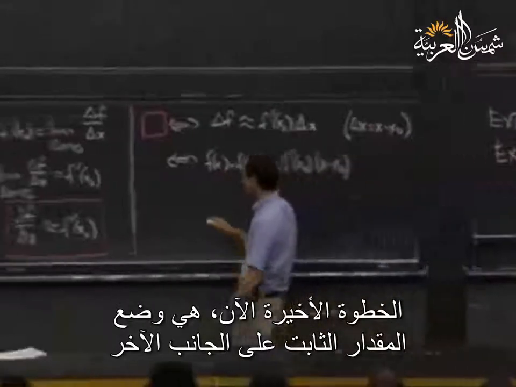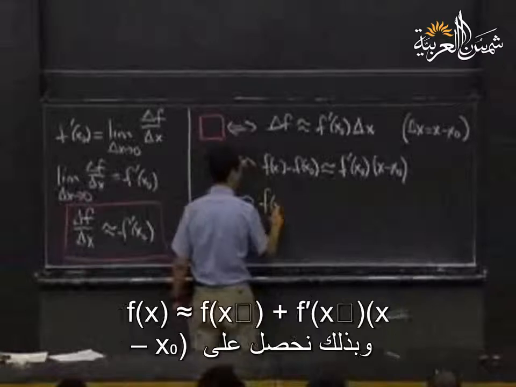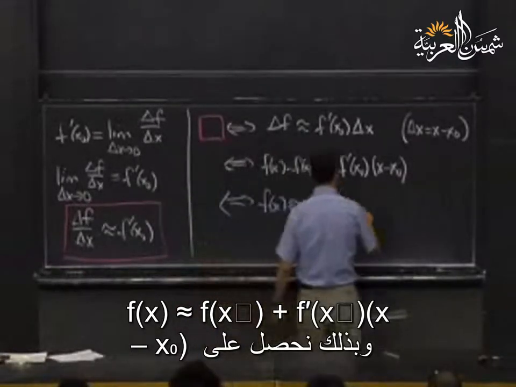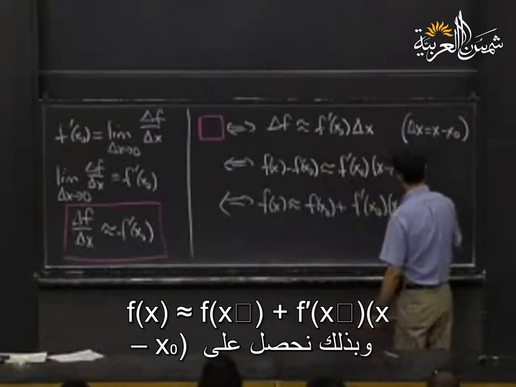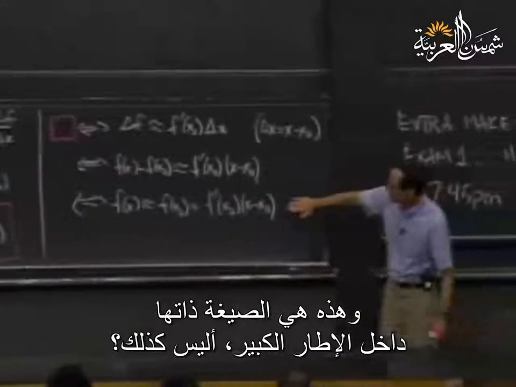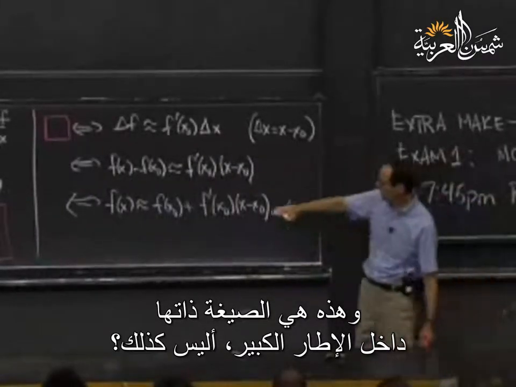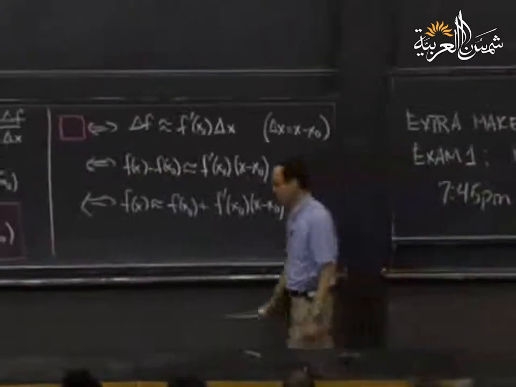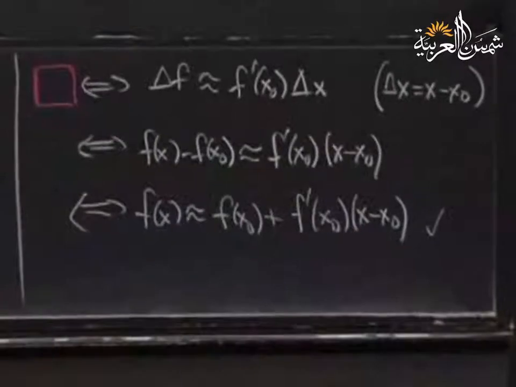And now, the last step is just to put the constant on the other side. So f of x is approximately f of x0 plus f prime of x0, x minus x0. So this is exactly what I had to begin with. All right? So these two are just algebraically the same statement. There's one other way of looking at it.